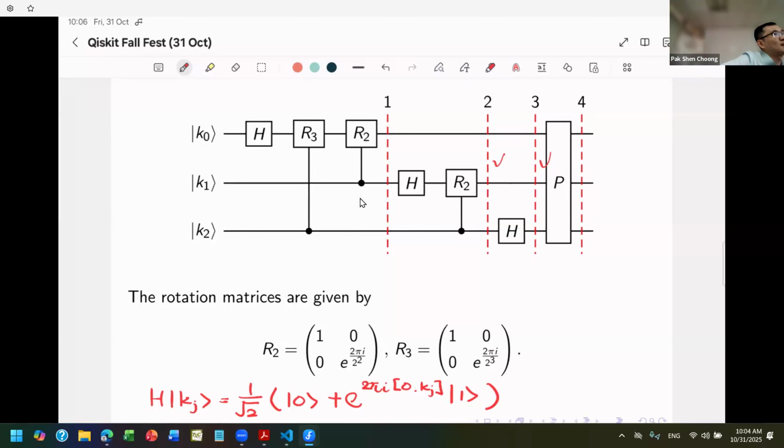A rotation matrix, you can think of it as a unitary matrix, but it rotates the quantum states on the Bloch sphere. In this case, think of it as a unitary matrix for now, because I did not really cover what the Bloch sphere is and everything. So think of the rotation matrix as a unitary matrix for now.